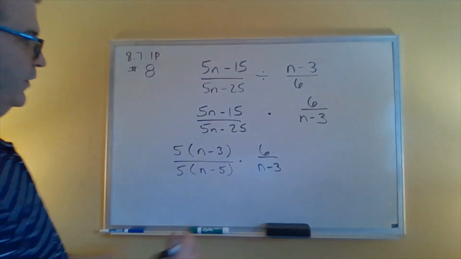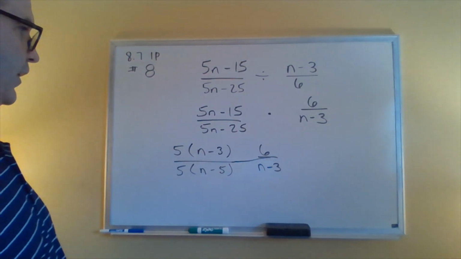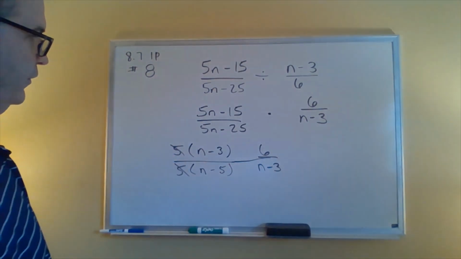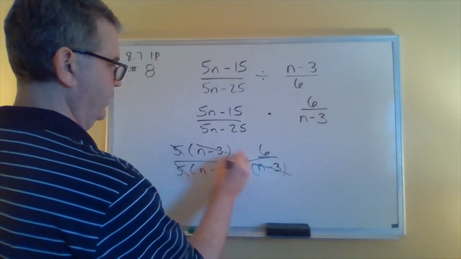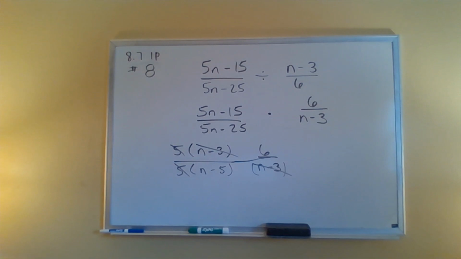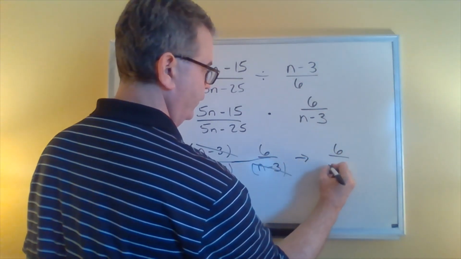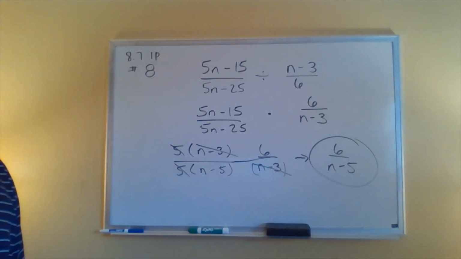So now that I've factored everything, I'm going to go ahead and rewrite that as one fraction and look for some things to cross out. But right away, I can see my 5s can go. They're on top and bottom. I have a factor here of n minus 3 on top and bottom. So I can eliminate those, and I am left with 6 over n minus 5. And that is my answer for number 8.